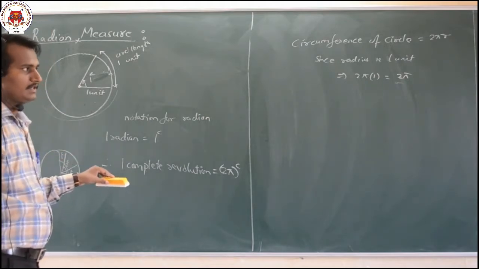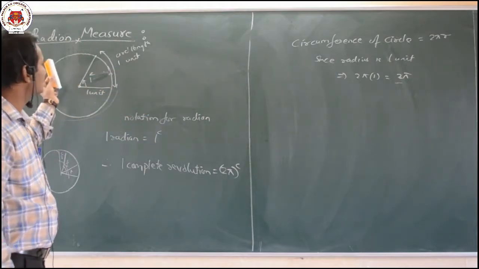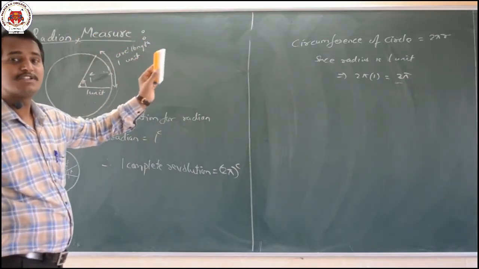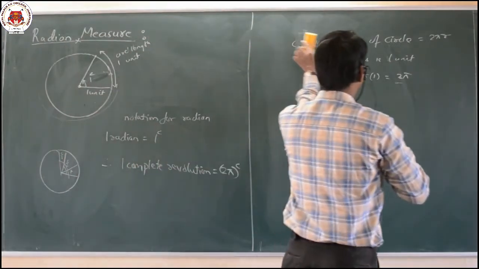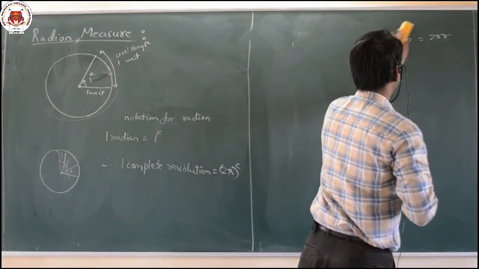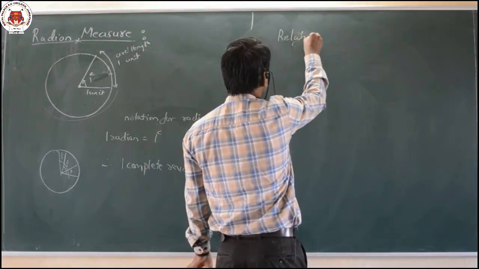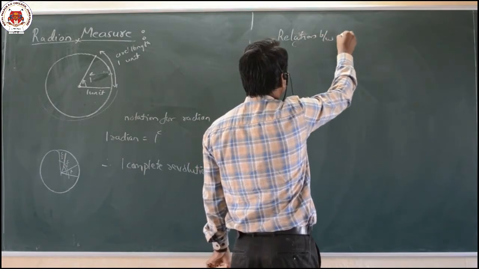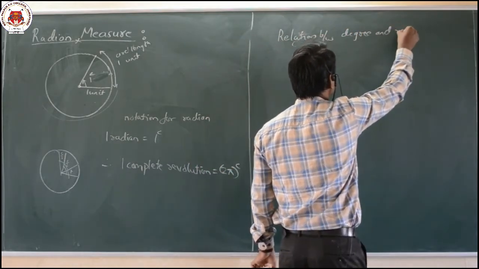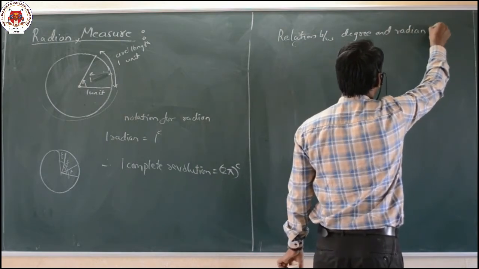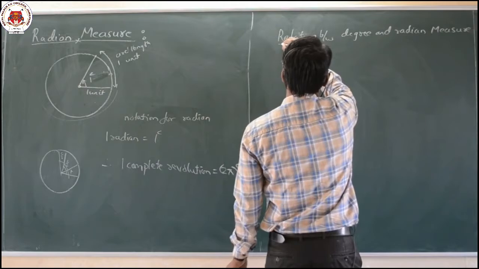Now dear students, we can observe the relationship between the degree measure and the radian measure. That is nothing but our relation between degree measure and radian measure. Now let us observe here.